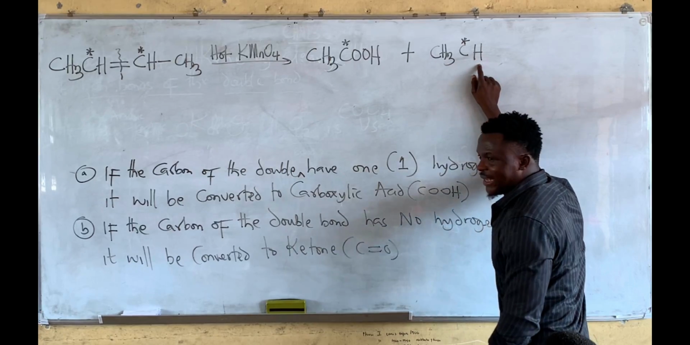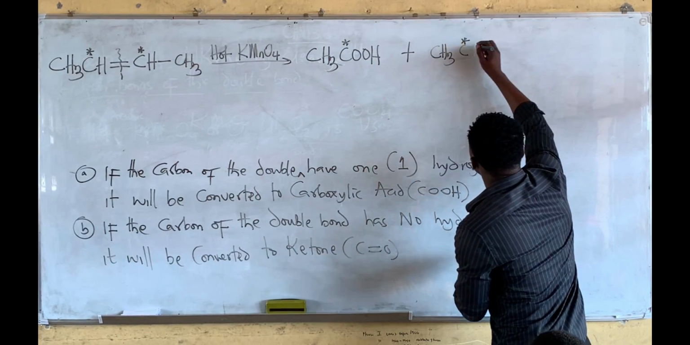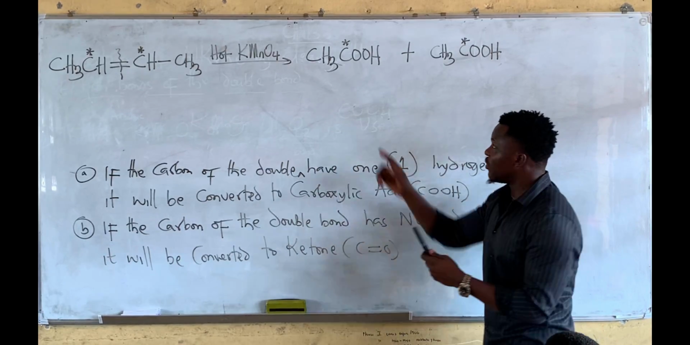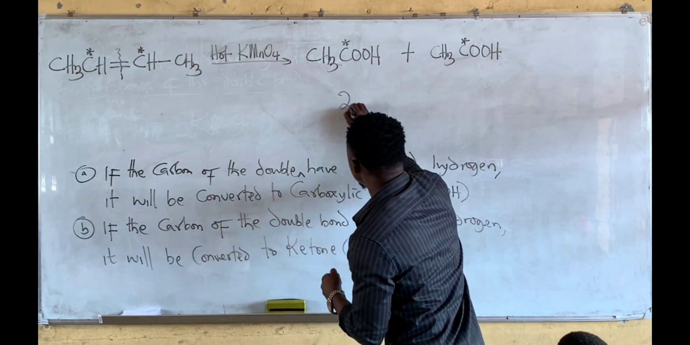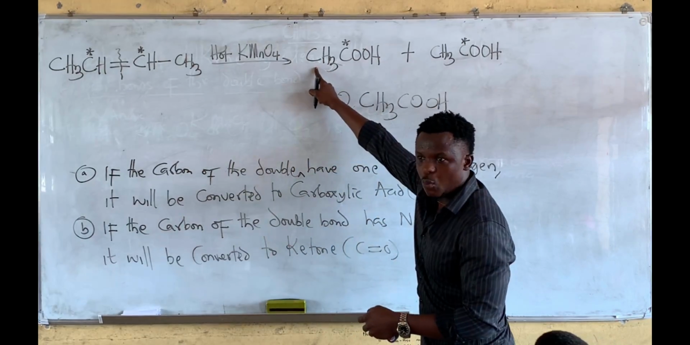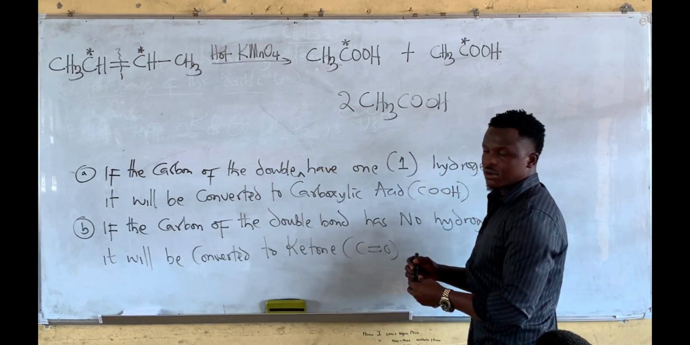Now look at this other side. Does this carbon have one hydrogen? Yes. So it will do the same. So that is it. Most times in your textbook, you may not see it this way. They can just say 2 molecules of the acid, because if this is 1, 1 plus 1 will give us 2. So this is the product here.